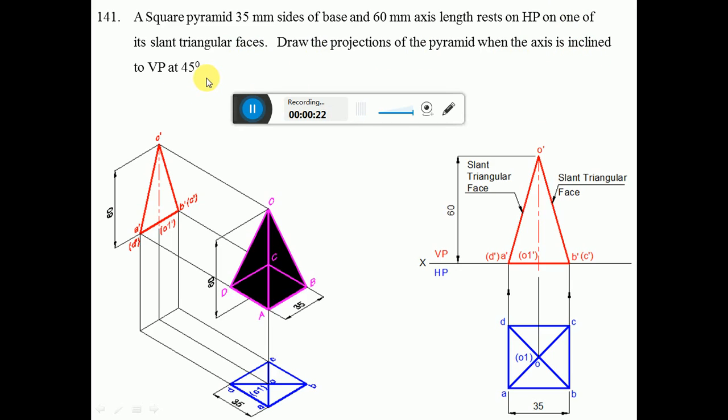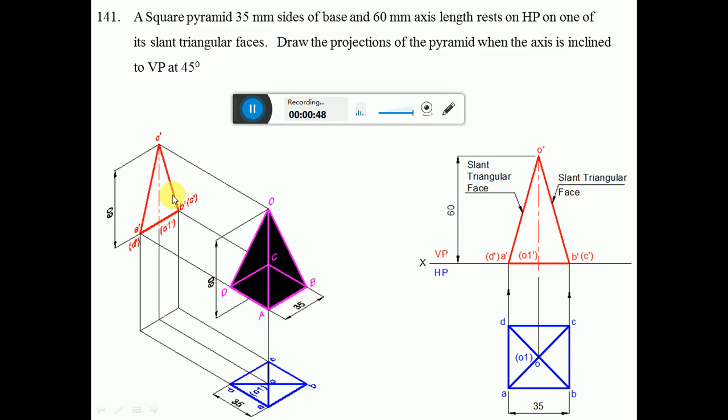So here, how to consider this? Since it has to rest on HP, obviously we have to start from HP. So how to place the square pyramid? That is the first condition. He says that one of the slant triangular faces, so you have to place the square pyramid in such a manner that a slant triangular face has to be perpendicular to VP.